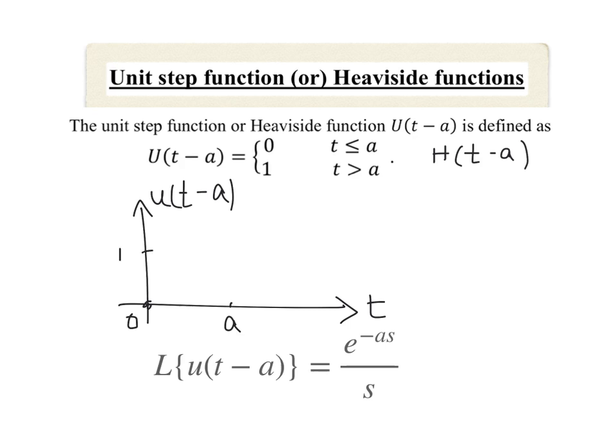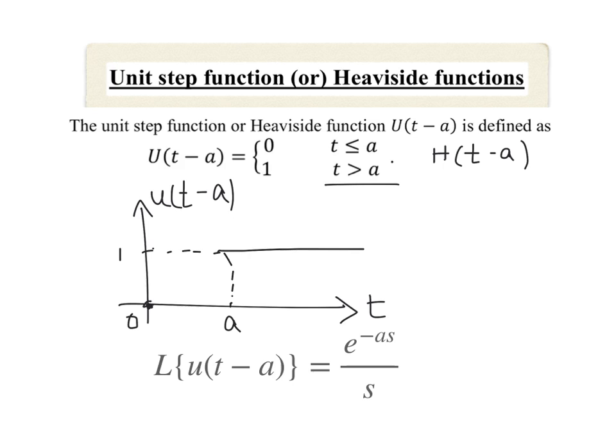So from the graph we note that the value of u of t minus a suddenly jumps from the value 0 to the value 1 as t tends to a and retains the value 1 for all t greater than a. This is why the unit step function u of t minus a is called unit step.